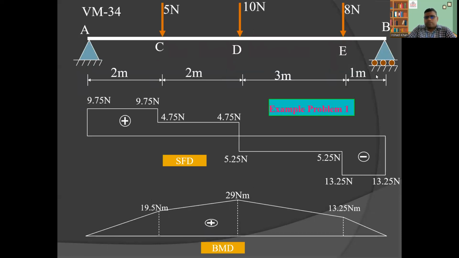With the help of this example, you can see the first one is the load diagram, this is the shear force diagram, and this is the bending moment diagram. We always have to keep all three diagrams one below the other: first the load, then the shear force, and then the bending moment diagram. This is the arrangement. So I hope you understood today's concept, a direct method to find the shear force and bending moment in a given beam.